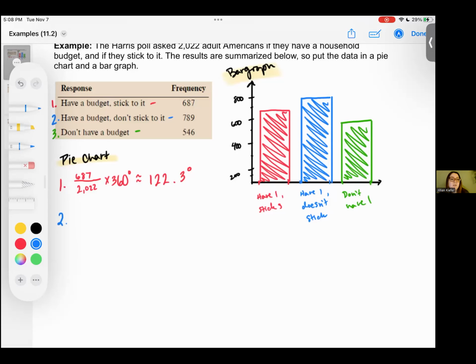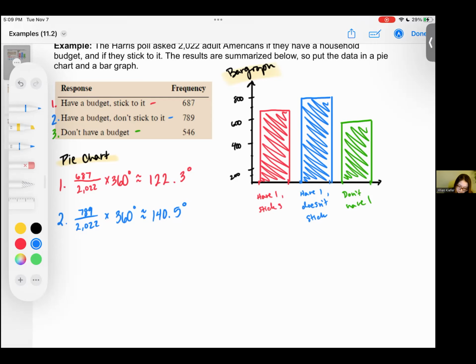All right. So now for the second one, where we have a budget and we don't stick to it. Now we have the number 789 and we divide that by the whole, then multiply by 360 degrees. Putting that in our calculators, we should end up getting 140.5 degrees. So 140 is definitely closer to 180 than the 122.3 degrees. So our second option will be closer to a half, but still not quite half.